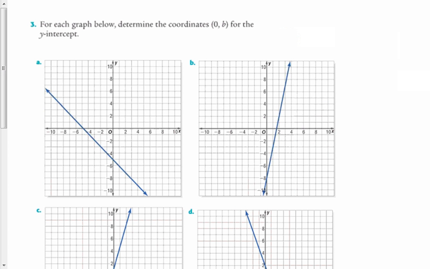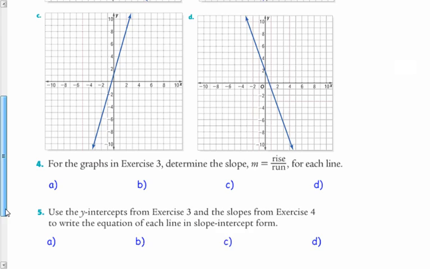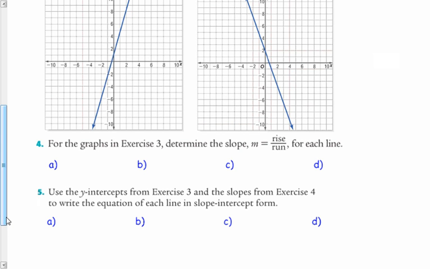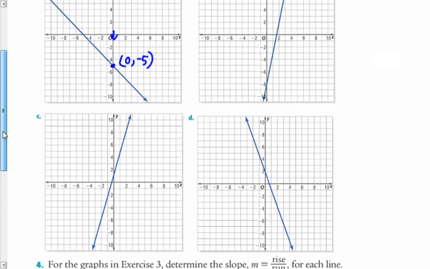And it says for each graph below, determine the coordinate 0, b for the y-intercept. Now the y-intercept is a place where it crosses the y-axis. So you want to look on the y-axis always. And so we'll just do part A here. For the first graph, we're talking about this point right here. And the coordinates for that point are 0. They're always 0 to start with because on the x-axis you're at 0. And then on the y-axis we're at -5. So that's the y-intercept for that one. We'll just fill that in on the graph.